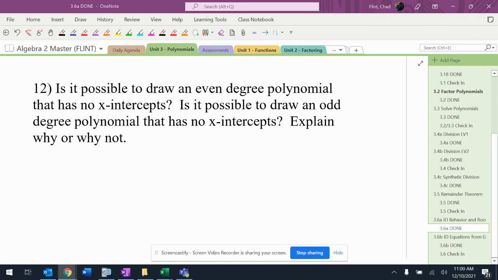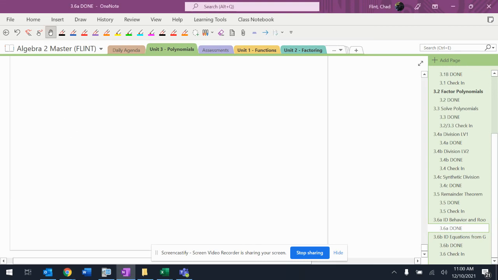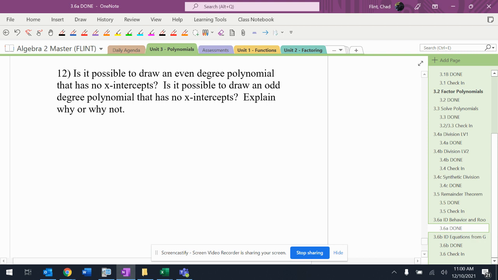So this is kind of an odd question that popped up on something. So I left it on here. It says, is it possible to draw an even degree polynomial with no x-intercepts? So remember, with evens, the tails point the same way, so it's going to look something like this or like this.